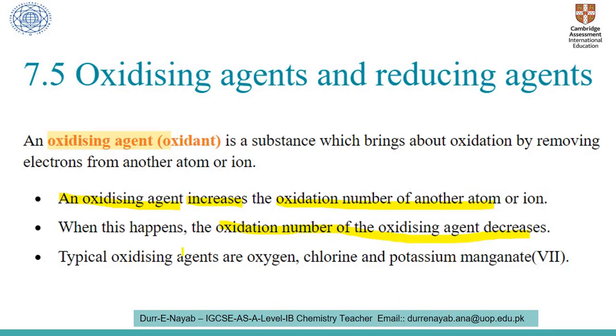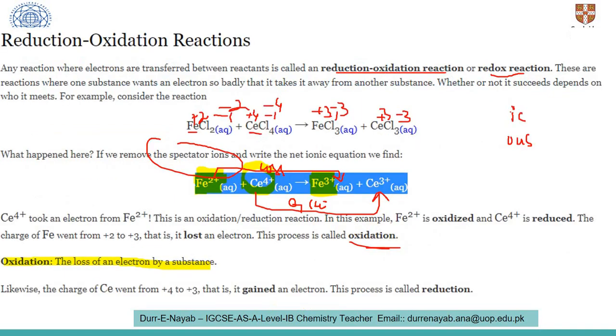So with these two statements, it will now be easy for you to understand. Now they have talked about oxidizing agents. One is oxygen, second is chlorine, and potassium permanganate. You can have this permanganate in the form of KMnO4. What is the oxidation state? That is 7.